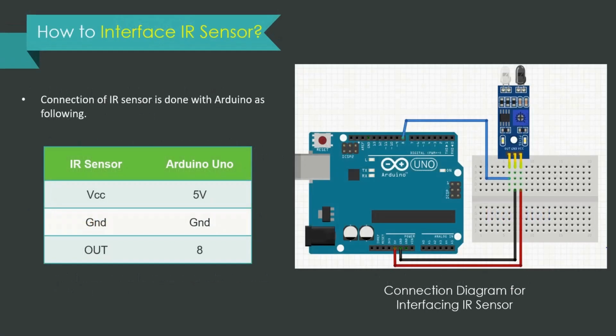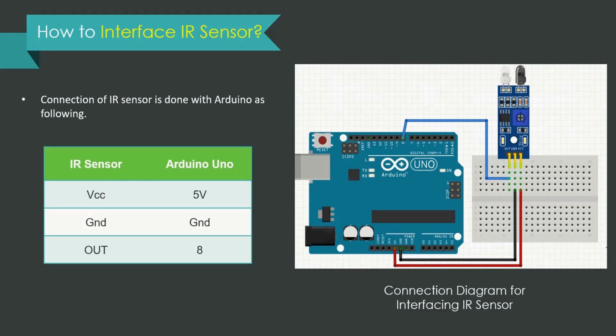How do we interface the IR sensor? We have got the diagrammatic representation for the connections and you can easily understand it. The VCC of the IR sensor has to be connected to the 5 volts pin of Arduino Uno. The ground of the IR sensor has to be connected to the ground of Arduino Uno. The output of the IR sensor has to be connected to pin number 8 of Arduino Uno.